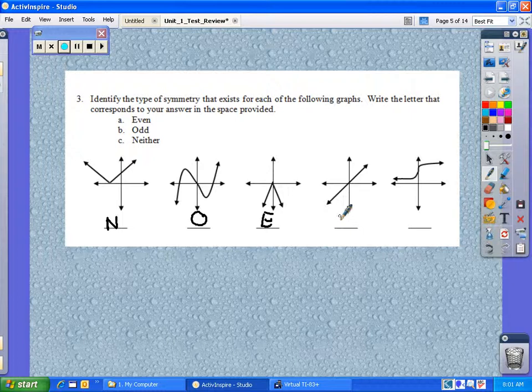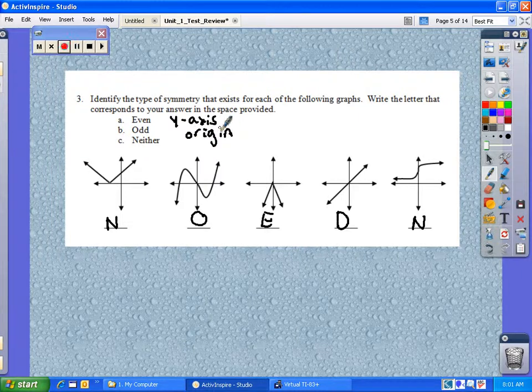Linear would be odd. And finally, the last function doesn't have either, so it would be neither. So remember, for even, we're looking for symmetry on the y-axis, and for odd, we're looking for symmetry on the origin. If it doesn't have either of those types of symmetry, it would be neither.